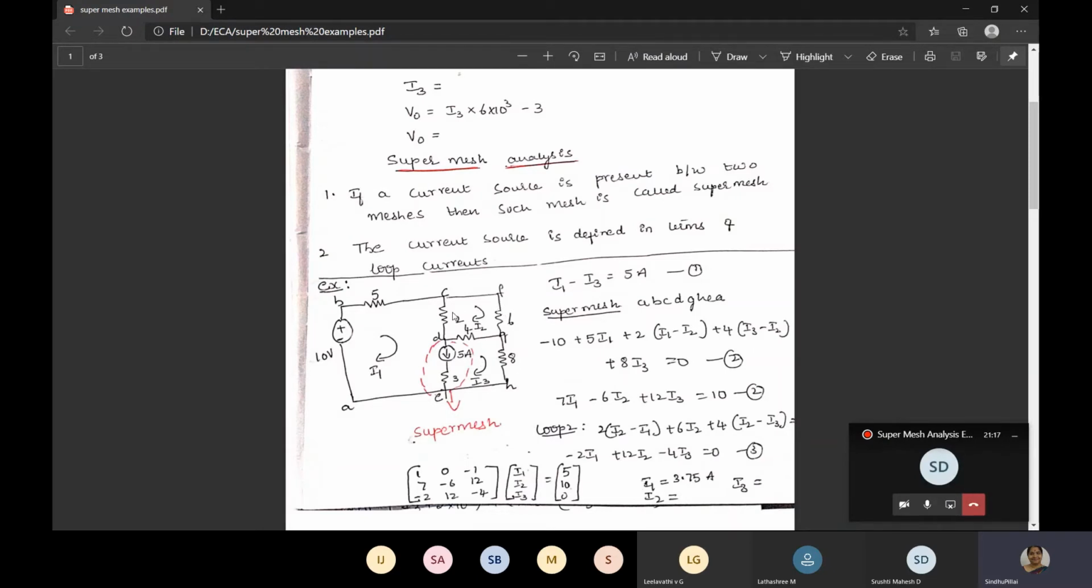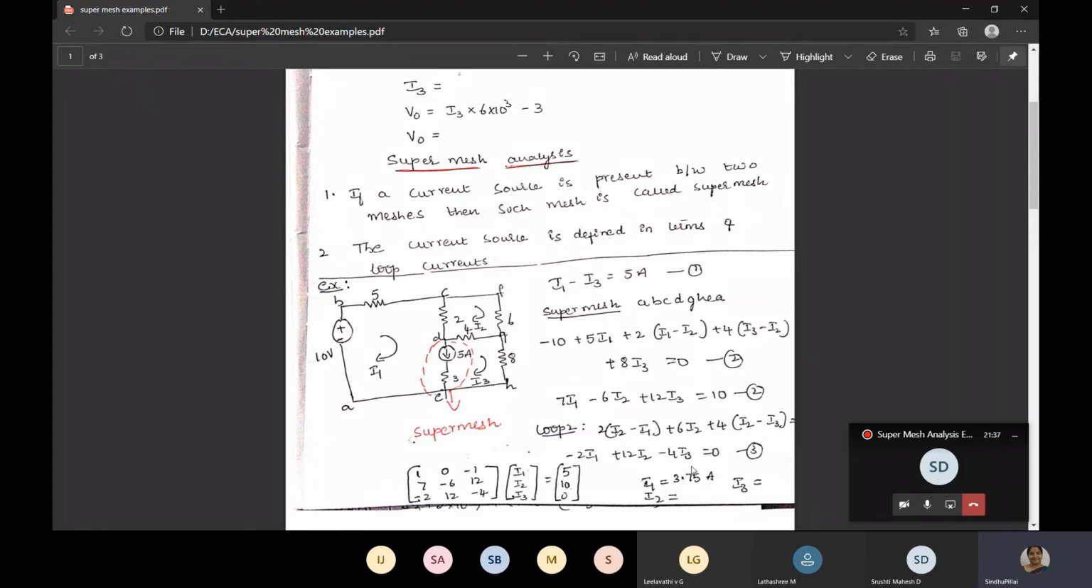So how many resistors do we have here? We have 2, 4 and 6. So just write 2 into I2 minus I1, 4 into I2 minus I3, 6 into I2, is equal to 0. Just equate it to 0.